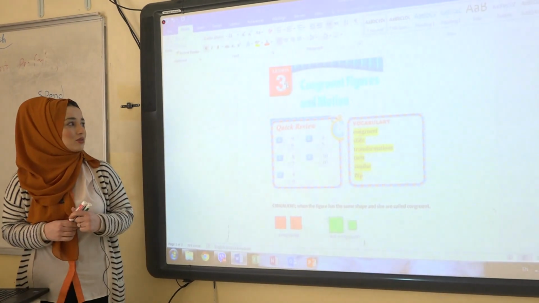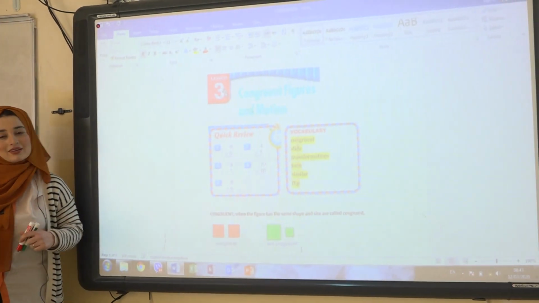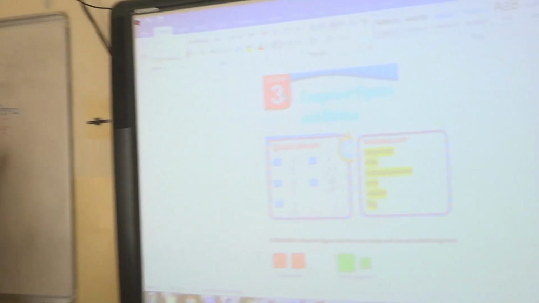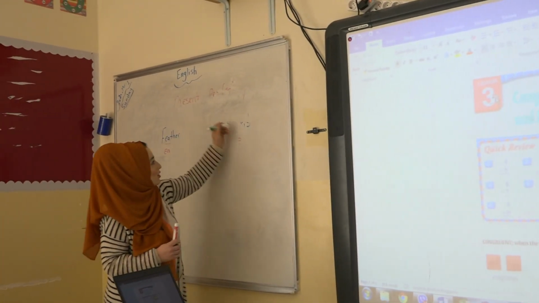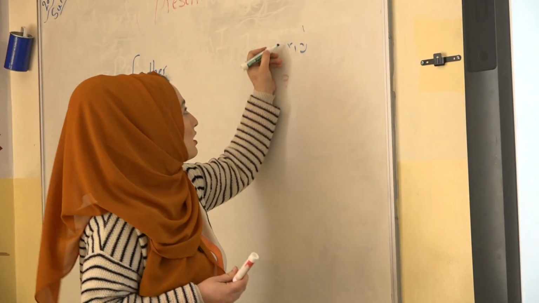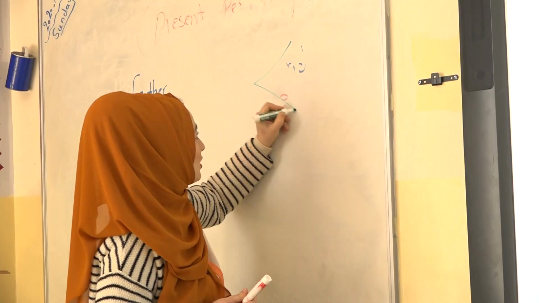Today we're going to talk about congruent figures and motion. But at first I'm going to remind you, in the last lesson we talked about what? We talked about acute angles. So what is an acute angle? The measure of an acute angle is smaller than a right angle. For example, this acute angle.